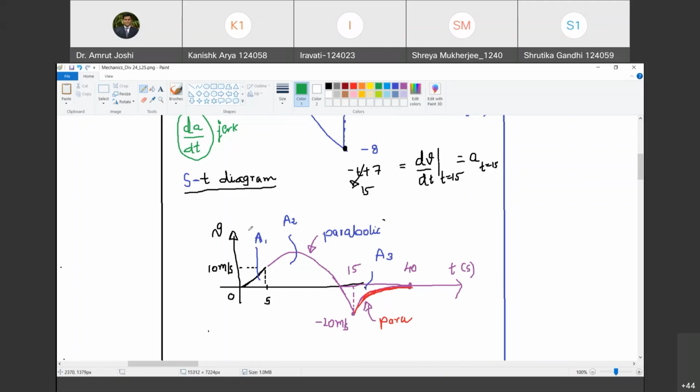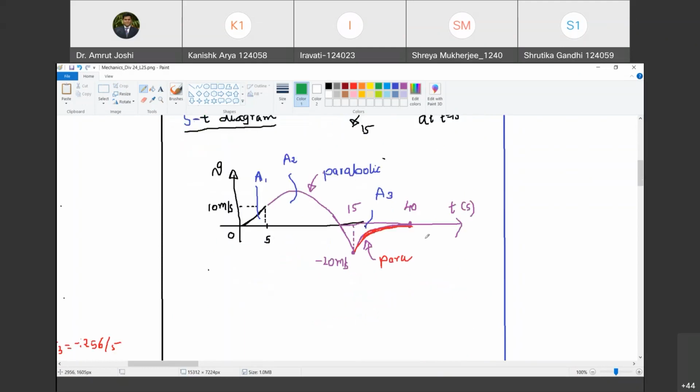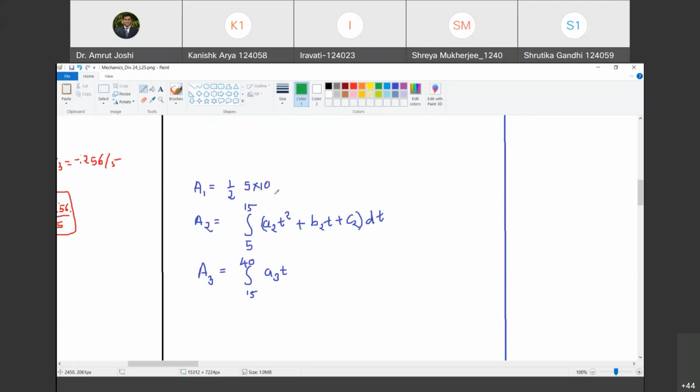Yes, sir. Now, we are going to do this part in the next class, but let me quickly divide this into three areas. Area under the velocity time diagram from 0 to 5 seconds, area under the velocity time diagram from 5 to 15 seconds, and area under the velocity time diagram from 15 to 40 seconds. There are three different equations, so there will be three different areas. Do you agree with me? Yes, sir. That A1, I need not integrate. I can simply write it as the area of a triangle, half into 10 into 5. Do you agree with me?